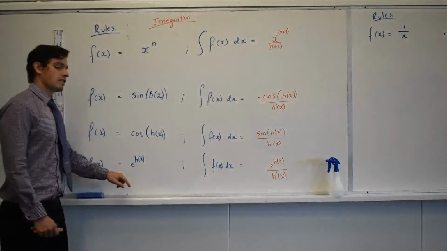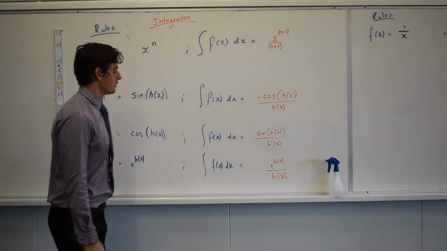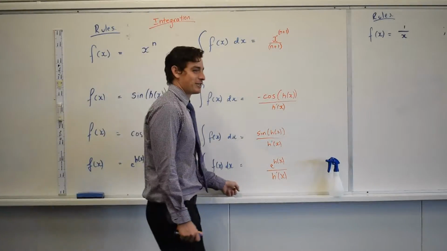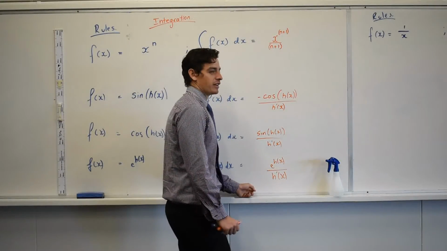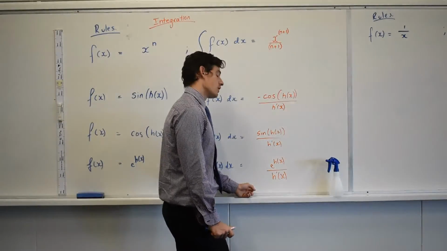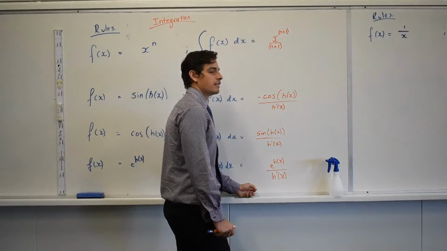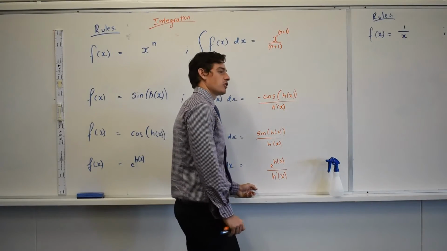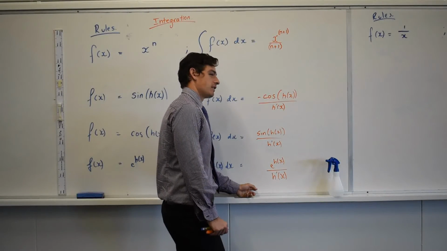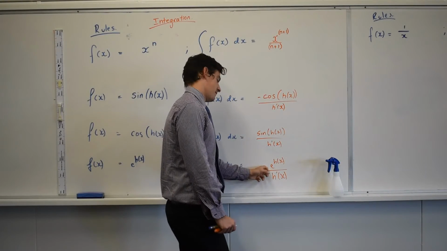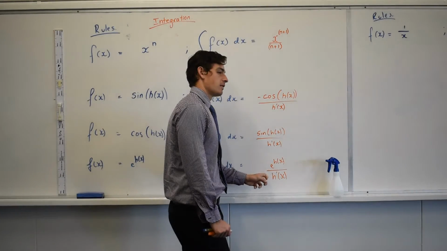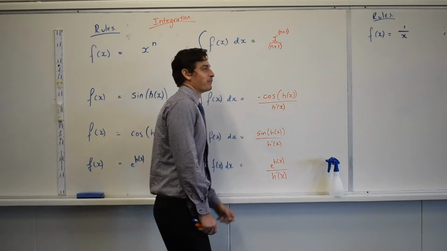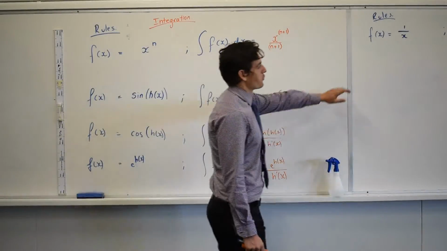F of e to the hx. Annalise, give me a hx. 7x cubed. What if I make you solve that? You good? No, who should solve it? Harriet, good idea. Harriet, e to the 7x cubed. Yeah, it is e to the 7x cubed over 21x squared. Very good.